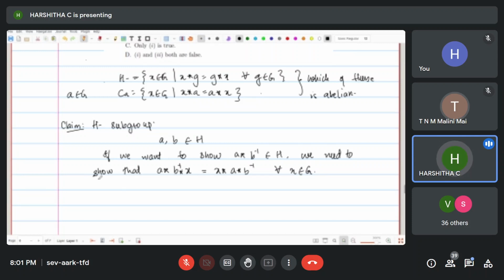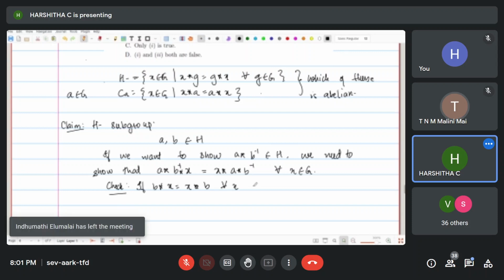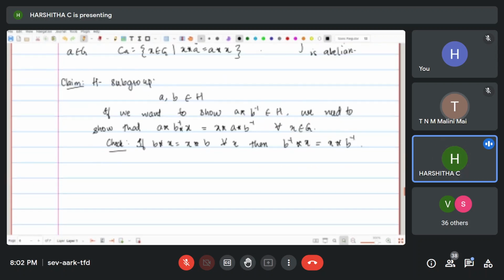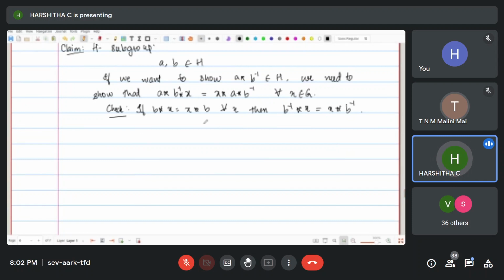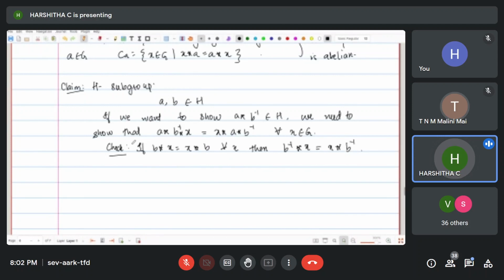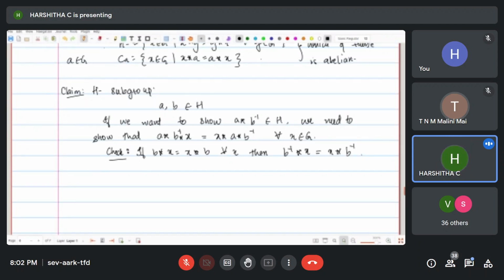So one point which I will leave, you can try this. If B commutes with X, then B inverse also commutes with X. Right? So I'll just give a hint. You can try multiplying by B inverse two times or B two times. See which one works. It's food for thought.